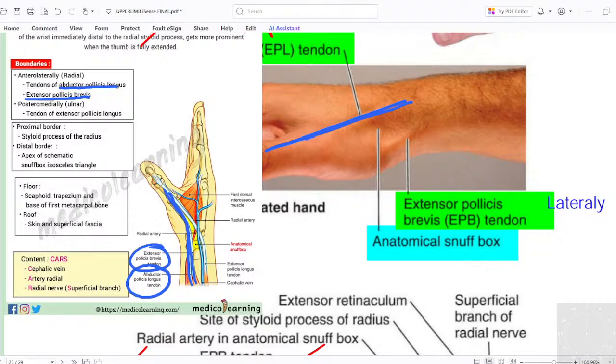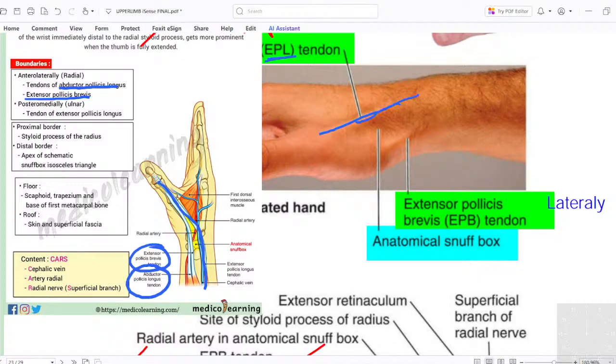And posterior medially, we have extensor pollicis longus. Posterolaterally is abductor pollicis longus and extensor pollicis brevis. Medially will be only one, extensor pollicis longus, and laterally will be two. This is medial, extensor pollicis longus.